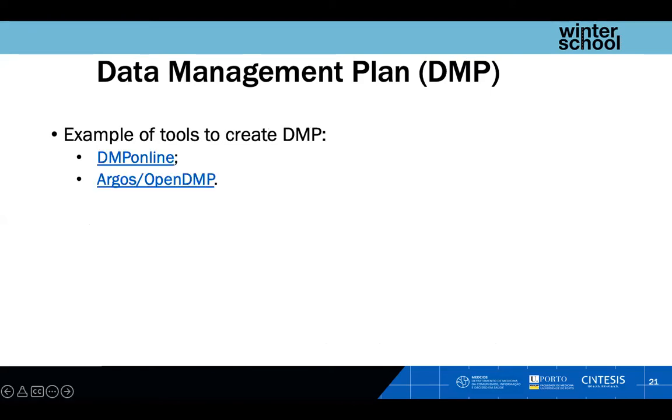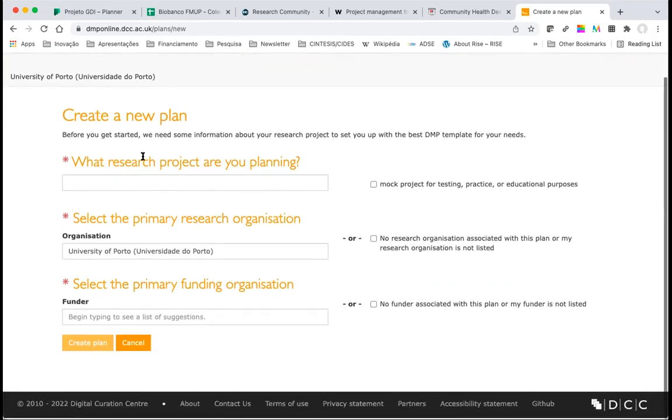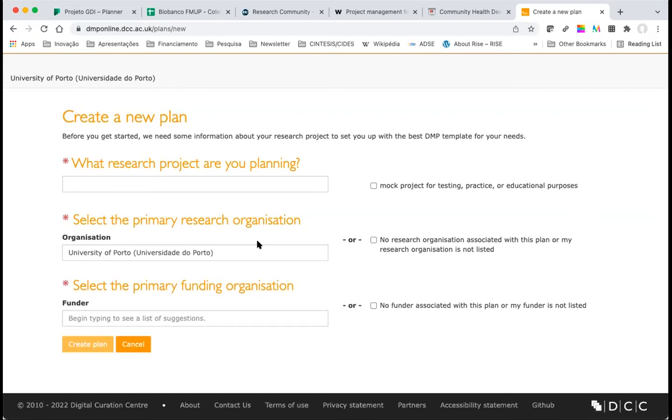So over here, I'm going to present my favorite tool to create DMPs. It's called DMP Online. So this is DMP Online. This is one of the better tools to create DMPs. You create a profile and so on, and this guides us through the process of creating a data management plan.